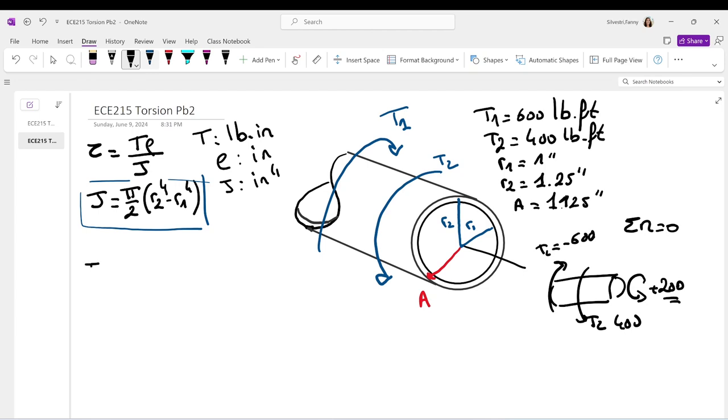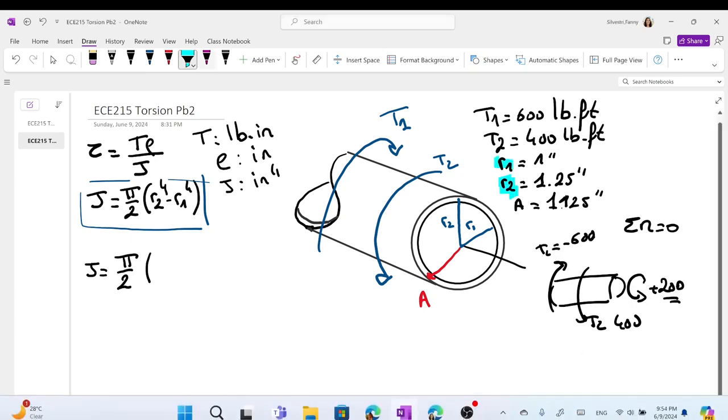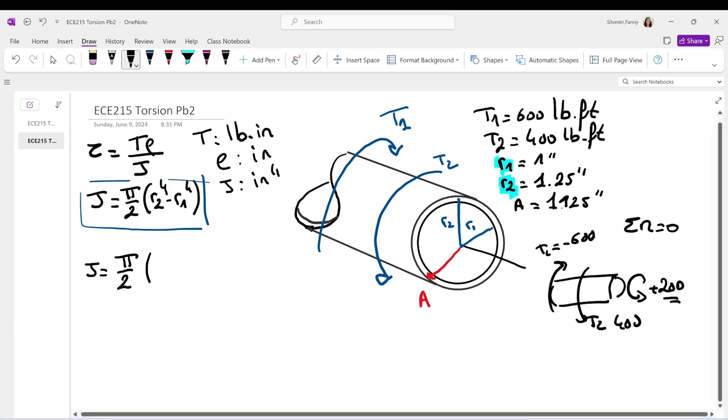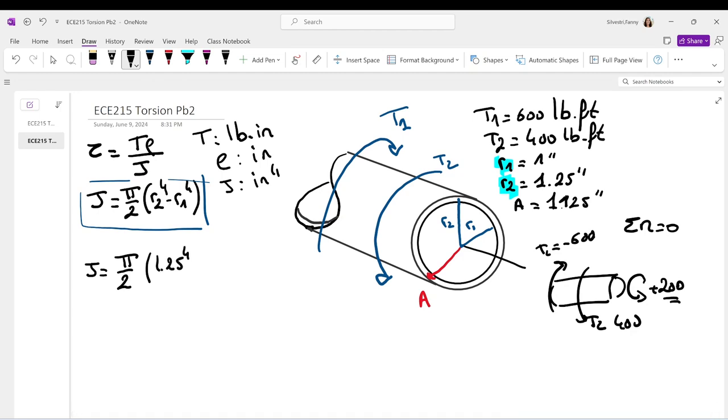So let's find J first. J equals pi divided by 2, and the outside radius R2 is given, and this is 1.25, and R1 is 1. So we have 1.25 to the fourth minus 1 to the fourth. Be careful, always double check what is given. Is it the diameter or is it the radius? If you have the diameter, you need to divide by 2. I see a lot of mistakes on that. I remember even me making a huge mistake on that on one of my exams, like a midterm, and everything was coming from that, and I got a very bad grade.